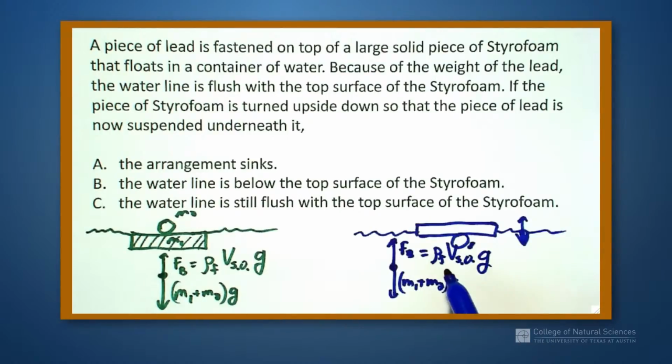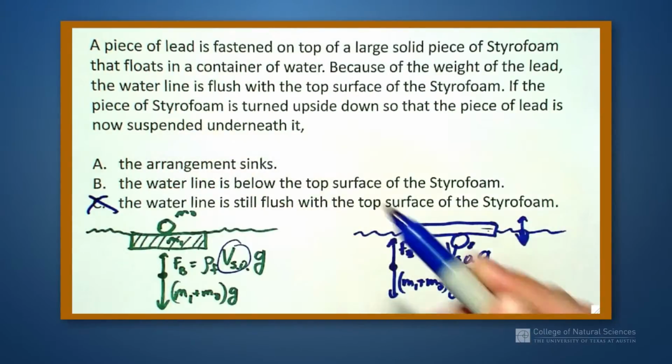Well, I look at this picture and I say, if the water line is still flush with the top surface of the styrofoam, then I have the full volume of the styrofoam plus the volume of the lead ball. But since we have the same weight force, we have the same buoyancy force, so we have to have the same submerged volume. So I can't submerge all of the styrofoam because I'm now submerging the lead as well. And that lead has some volume to it. So the water line can't be flush.